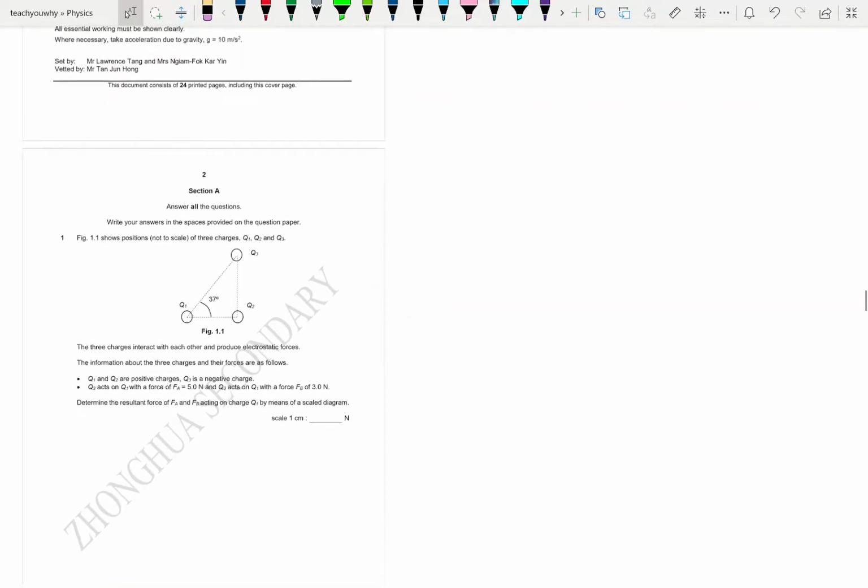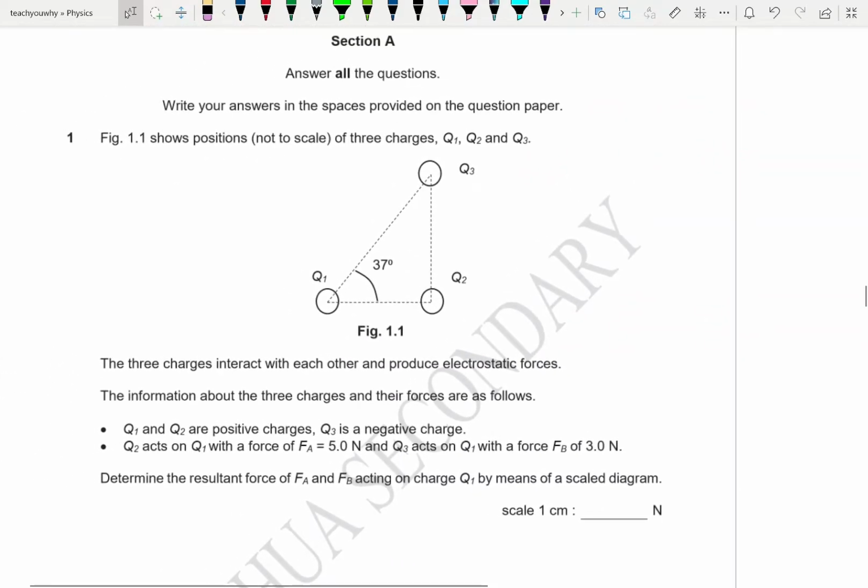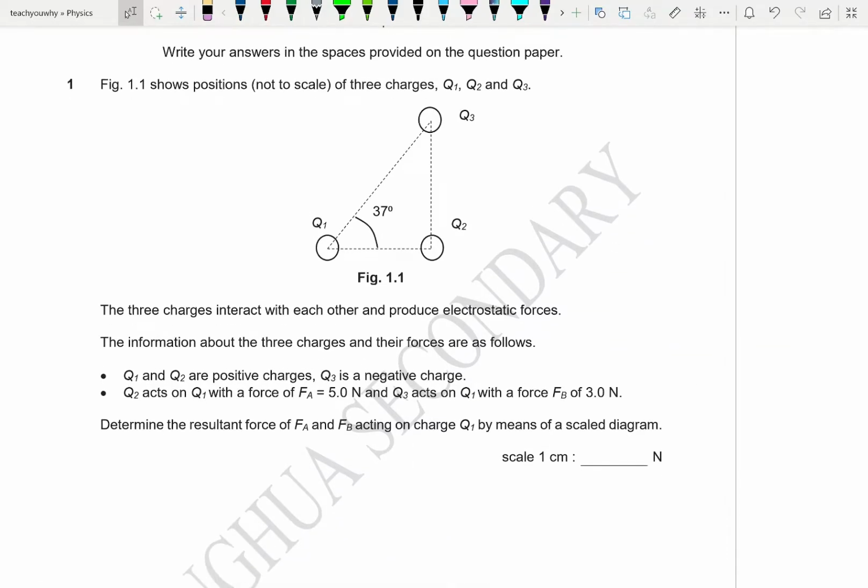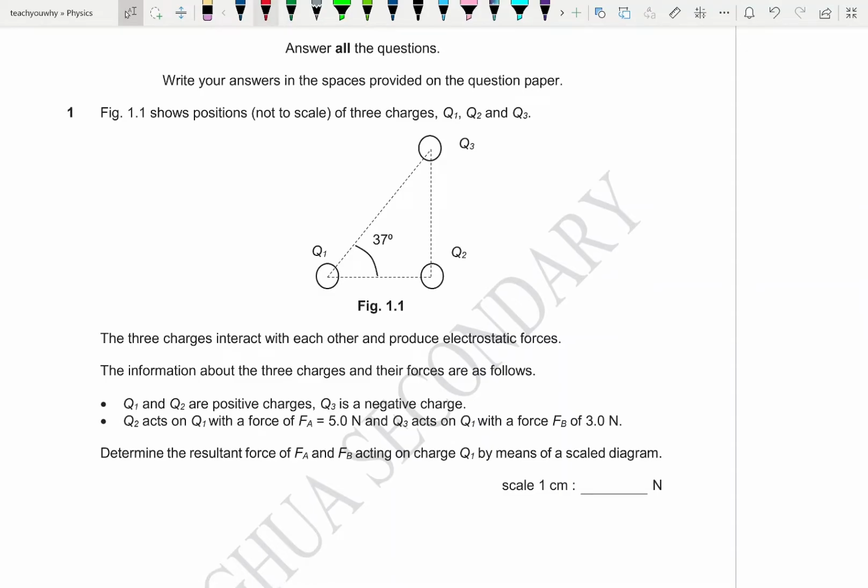Okay, on the first question, the first question shows three charges, Q1, Q2, Q3. So the information of the charges is shown in the question. Q1 and Q2 are positively charged. So let me label here, and likewise you should do so in your exam. Q1 and Q2 are positively charged and Q3 is negatively charged.